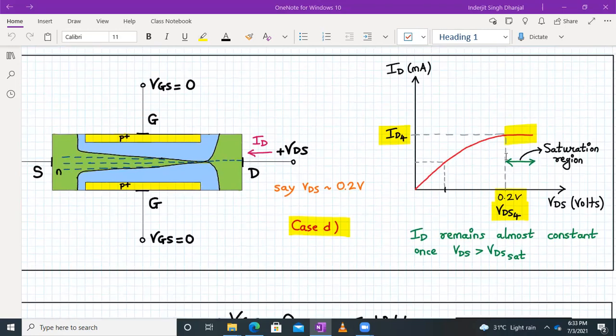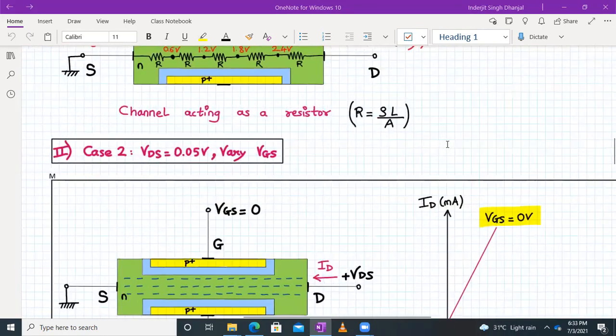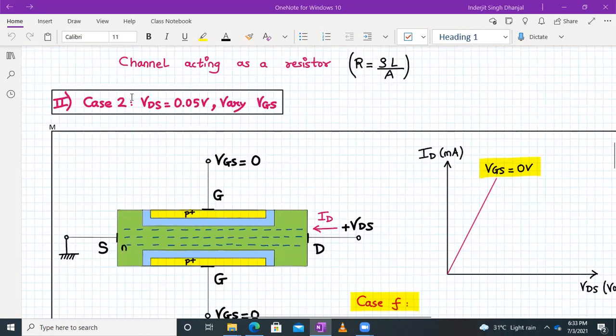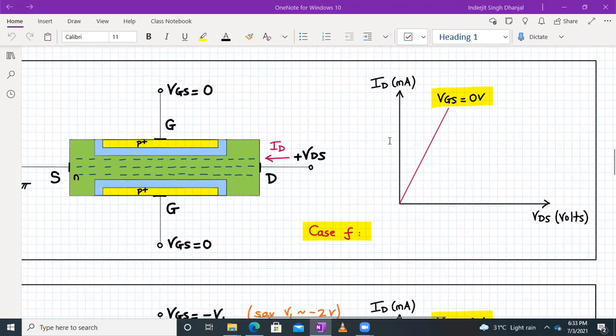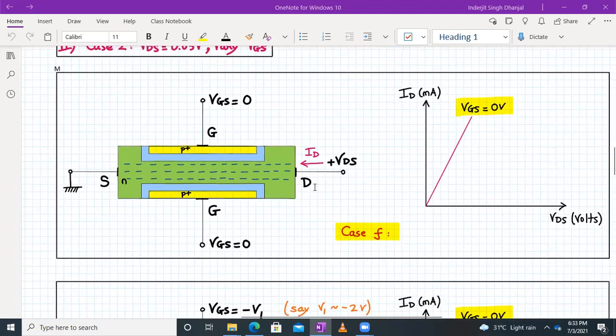Now we move forward and explore the second condition. In the second condition the VDS voltage is very, very small, say 0.05, and we are varying the gate to source voltage. This condition we have already seen before. For a very small value of VDS and for VGS equal to 0, the current will increase linearly with increase in the VDS voltage. That is no problem over here, right?